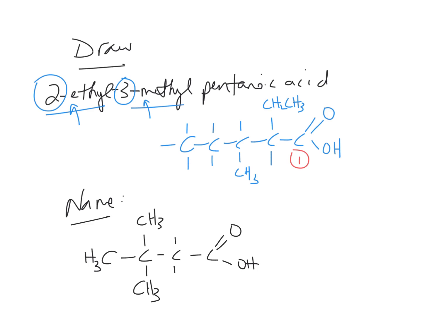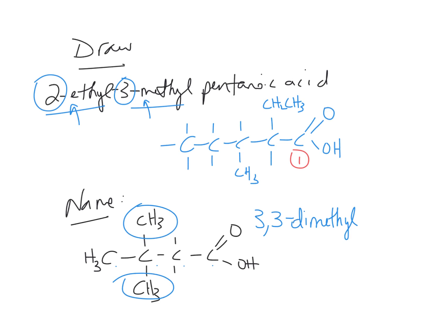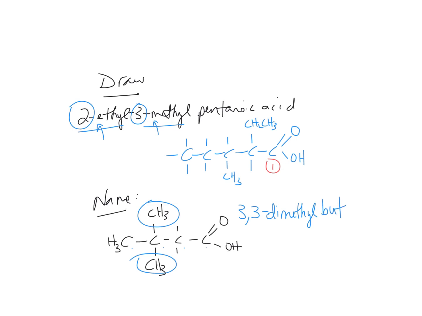So then we have to name the one at the bottom here. The one at the bottom has 1, 2, 3, 4 carbons in its longest run, so we know it's going to be a butanoic acid. Then we have some substituents. We have 2 methyl substituents, and they are both on carbon 3. So we say it's a 3,3-dimethyl, because there's 2 methyl groups. 3,3-dimethyl, and I should write it all as one word here. Dimethyl butanoic acid. Ta-da!